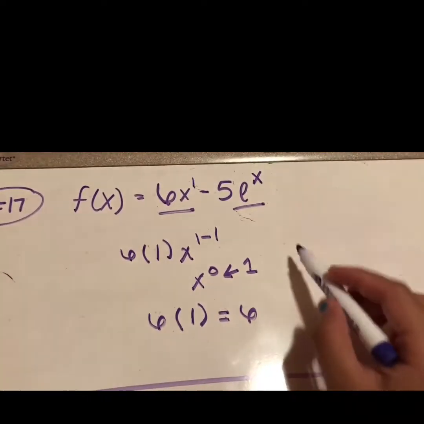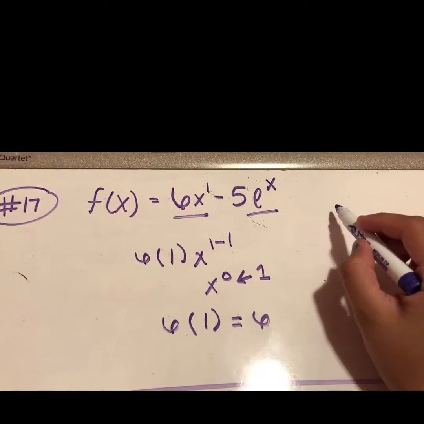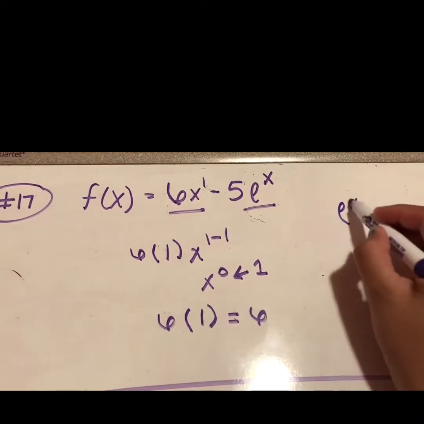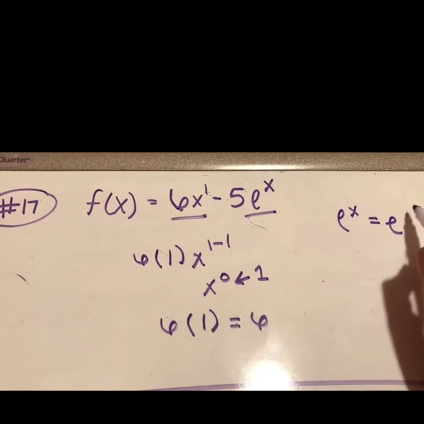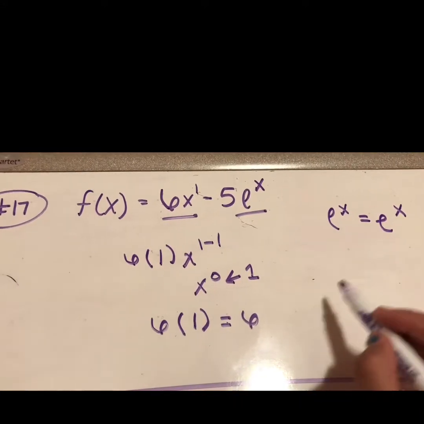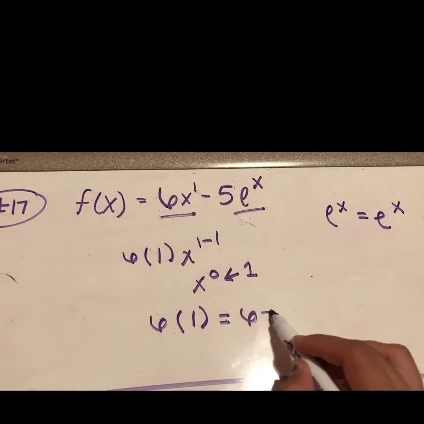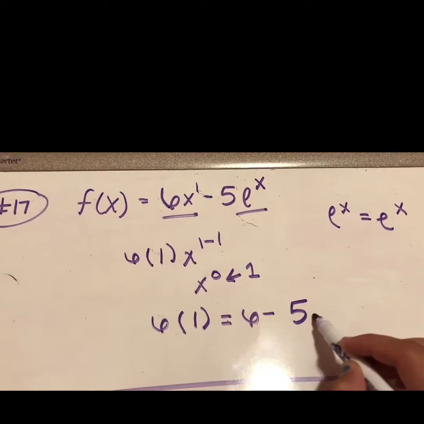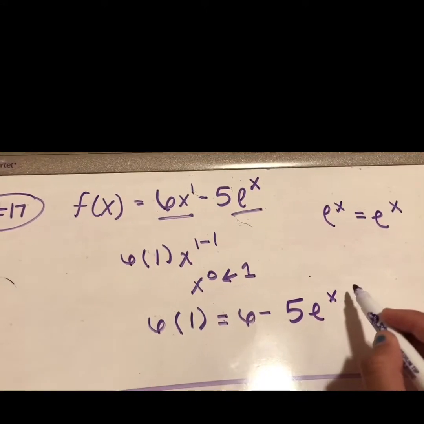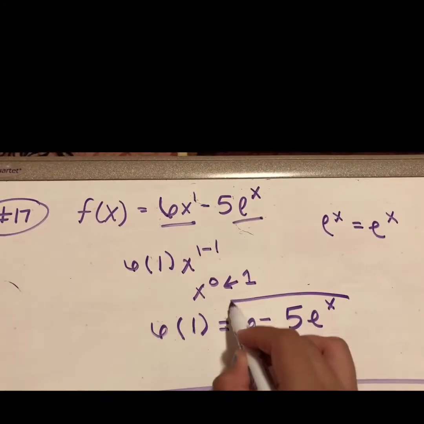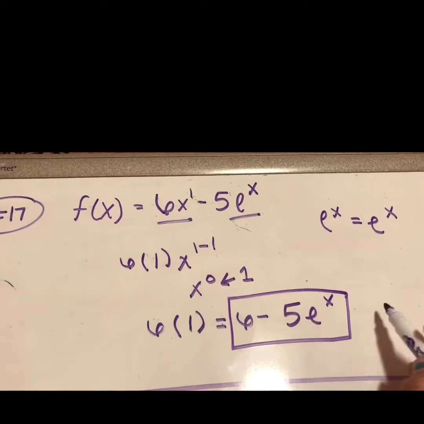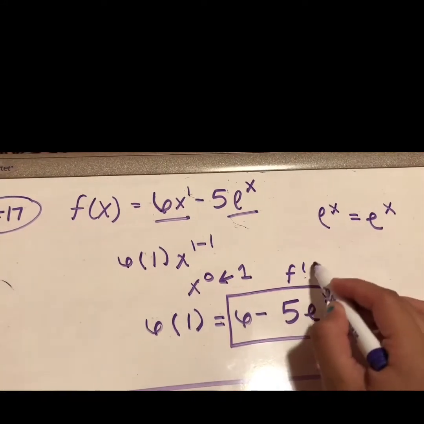And then for the second part, as the natural exponential rule states, e to the x is going to equal e to the x, and nothing's going to change. So right here, we're simply going to keep the second term, which is 5e to the x, and this would end up being our final derivative of the function f of x.